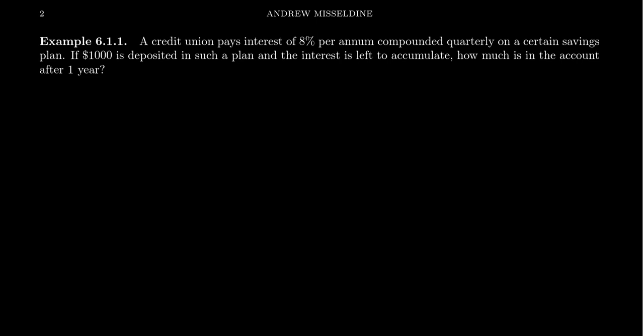Suppose that a credit union pays an interest rate of 8% per annum. That just means per year, right? And annum here is just a Latin word for year, kind of like why we say annual. 8% APR compounded quarterly on a certain savings plan.